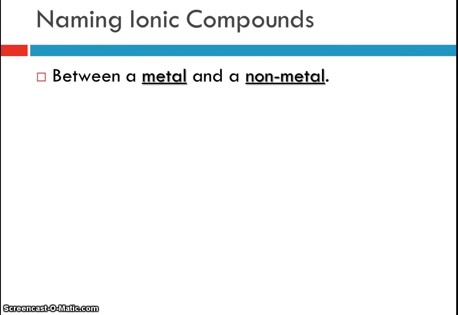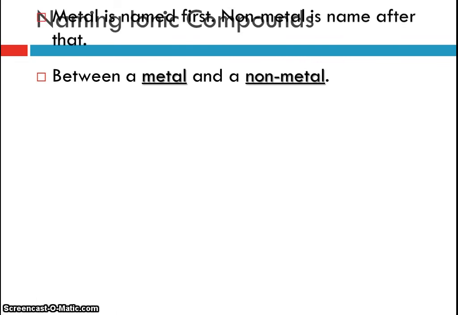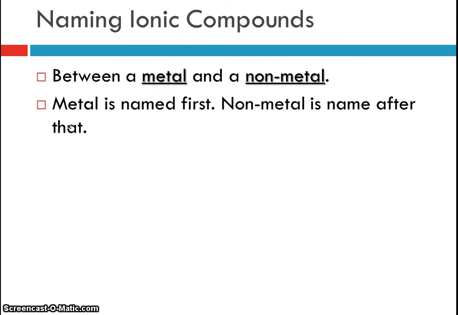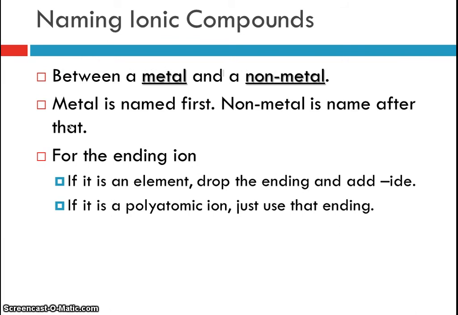Again, when naming ionic compounds, it's between a metal and a nonmetal. The metal is named first, the nonmetal is named after that. So for the ending ion, if it is an element, drop the ending and add IDE. If it is a polyatomic ion, just use that ending.